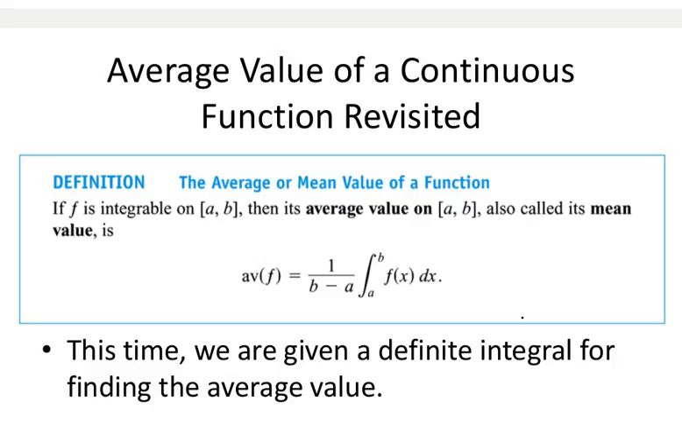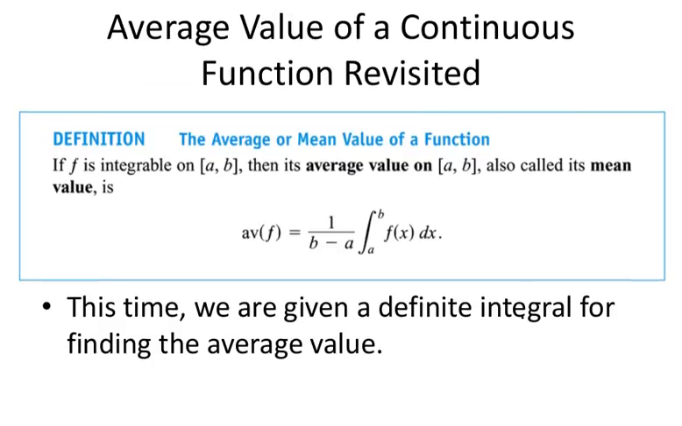So yeah, the average value of continuous functions. If f is continuous, you can find the average value of it between 2 points A and B with this formula. Notice that it's 1 divided by B minus A. Think of this as the width of a rectangle that's bounded between point A and point B. So that's in the denominator. And in the numerator, you have this area. That's the area under the curve.